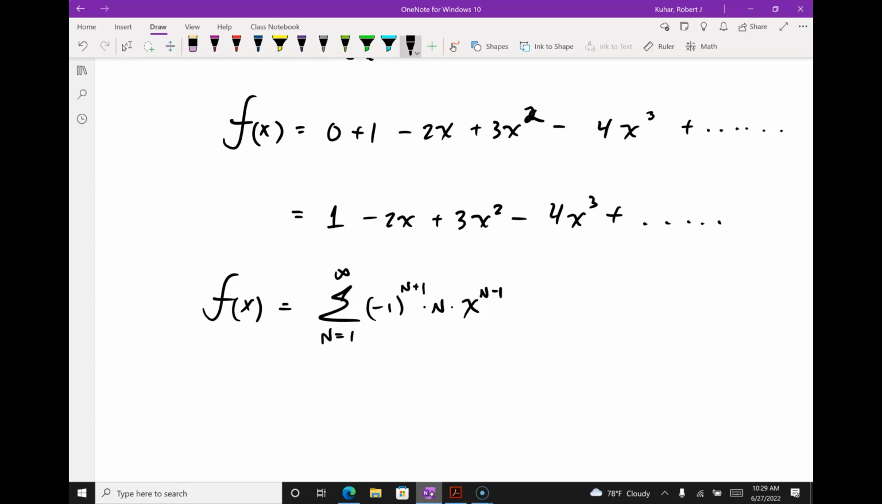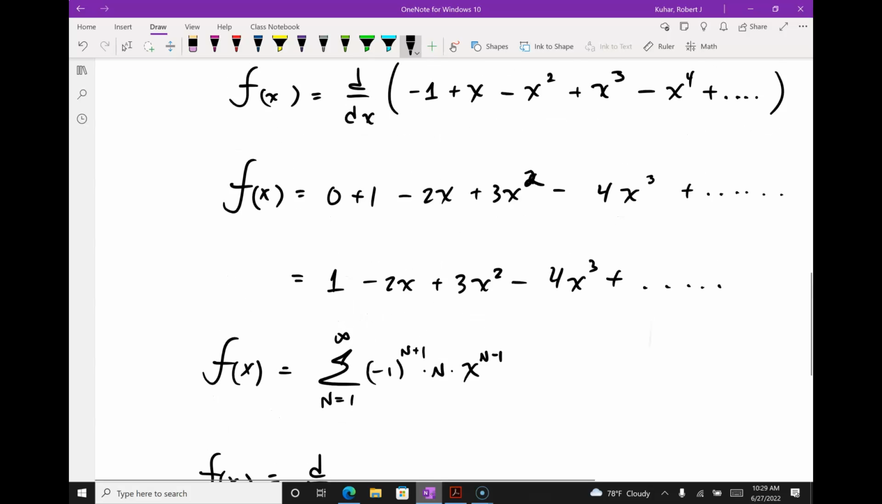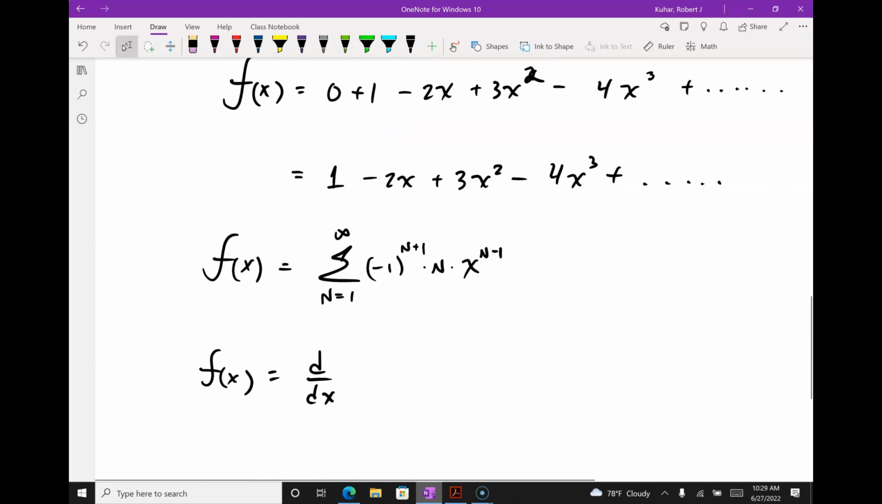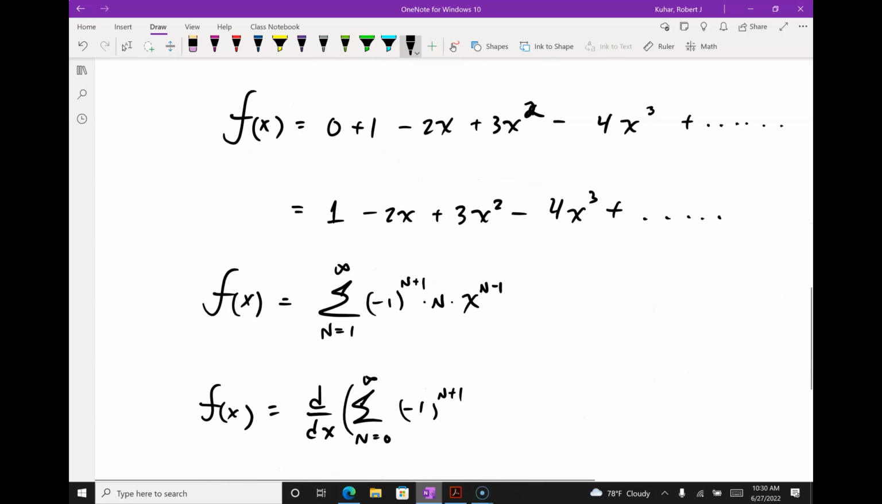If you take a look at my original function, what I had originally, d dx, what did I have? I gotta scroll up for a second. Of the sum of n equals 0 to infinity of negative 1 to the n plus 1. Is that what I had? Yep. Times x to the n.